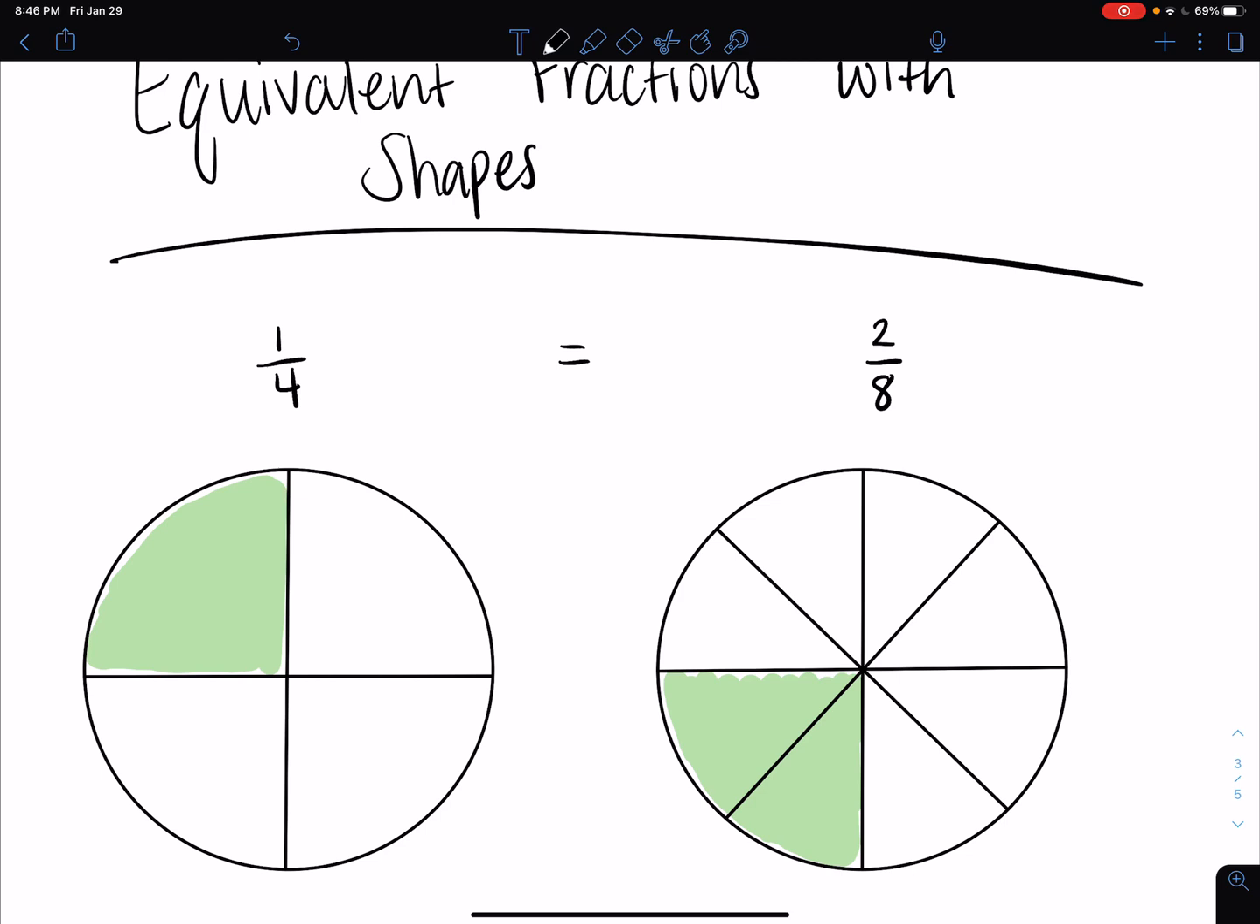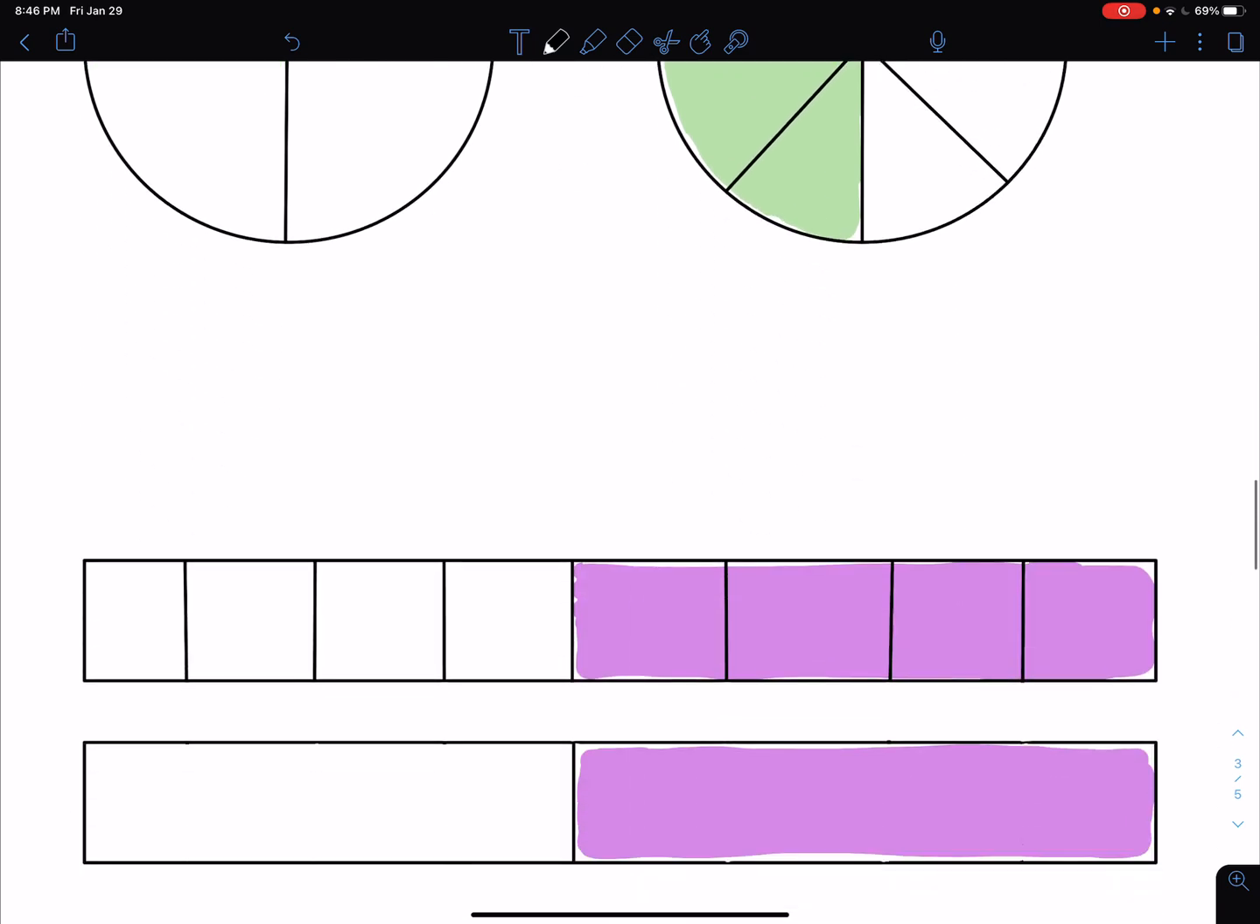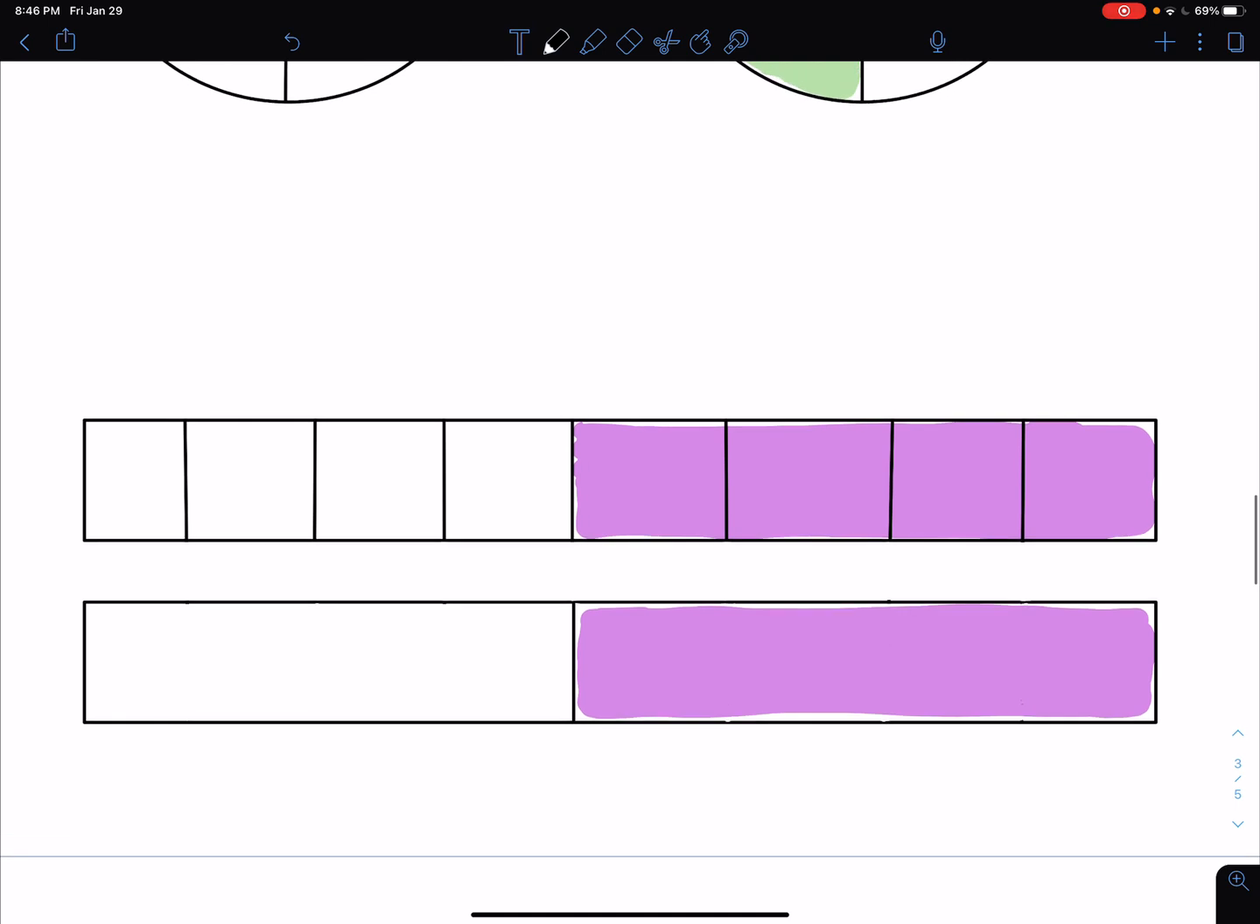Alright, with these you need to be careful in counting the pieces of your shape to get your denominator. Just be really careful when you count. So let's look at this one. Okay, so this one we are going to do the same thing. I'm going to write my fractions up here above my rectangles.